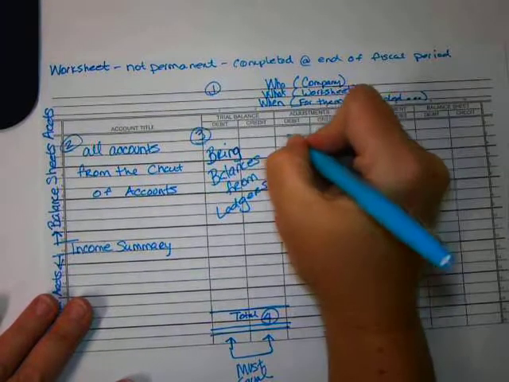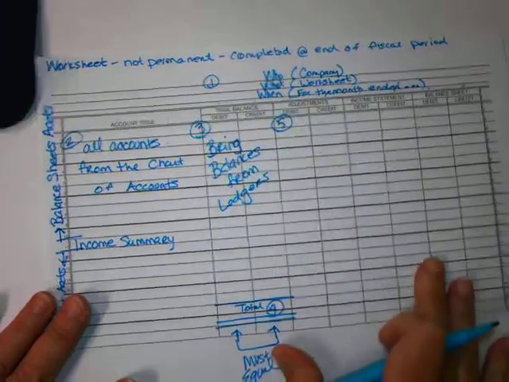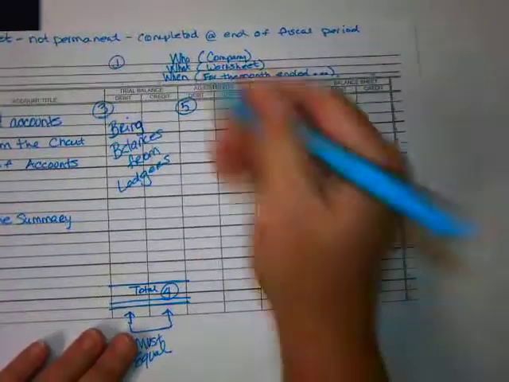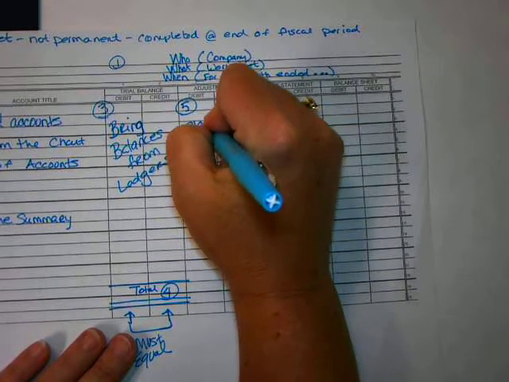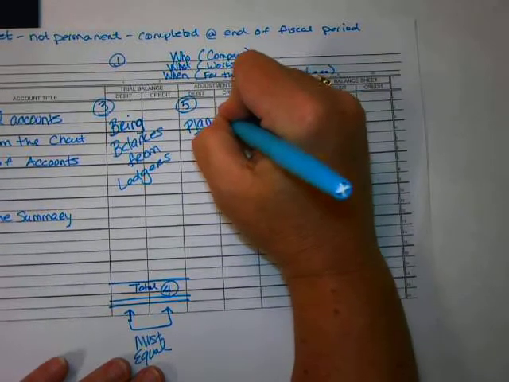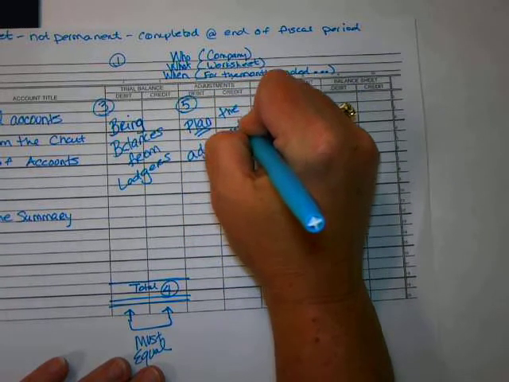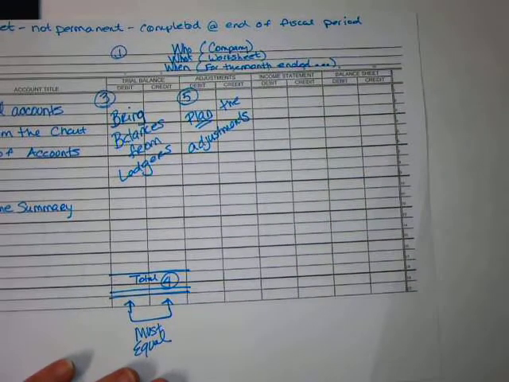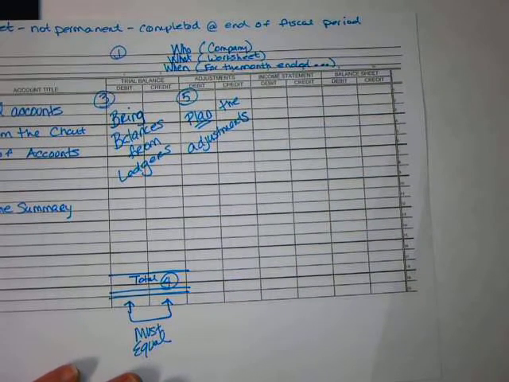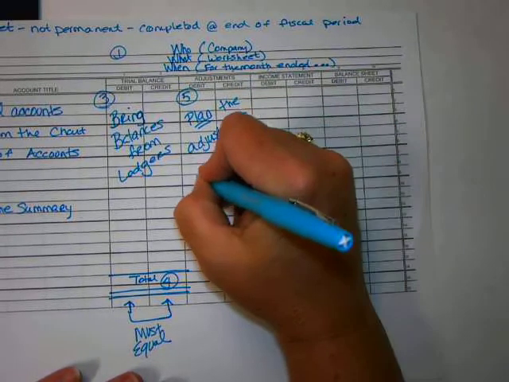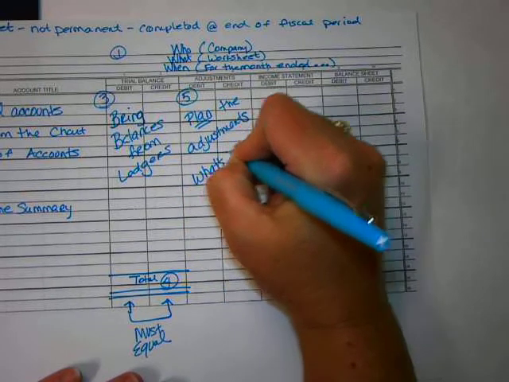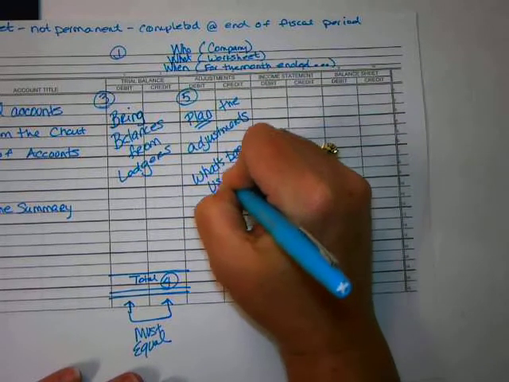Must equal. Then step number 5. These are your adjustments. We're going to plan, and plan is a key word. Plan the adjustments. Okay, and the adjustments are what's been used up.